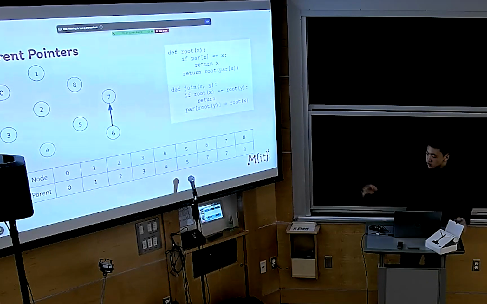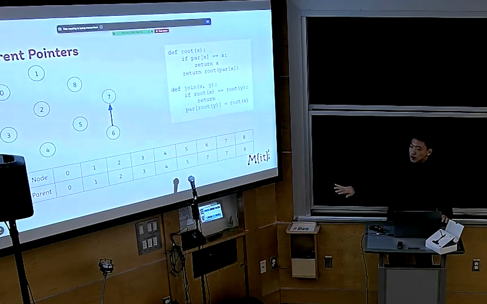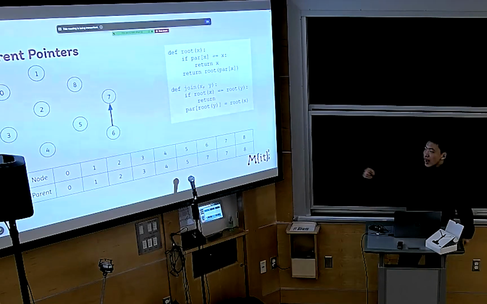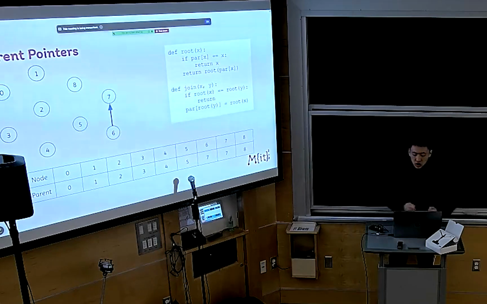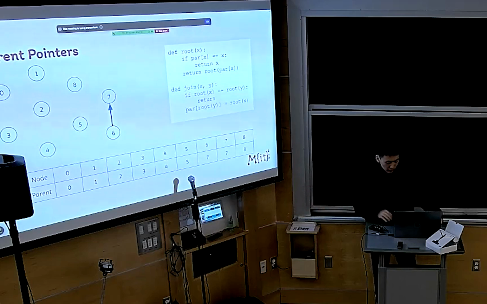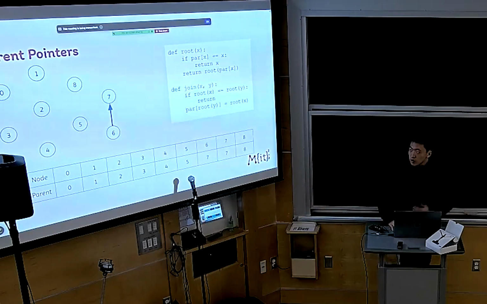Originally, they're all the roots of themselves, as you can see from the parent array. But now you added an edge from 6 to 7. You merged 6 and 7, and so now the parent of 6 would be 7. And if we add another edge, let's say from 2 to 0, then the parent of node 2 would now be node 0.